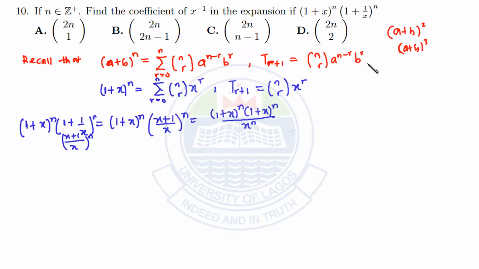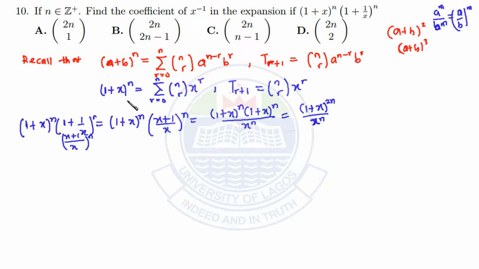This can actually separate, since from your law of indices, if you have a over b raised to power m, you can write this as a raised to power m over b raised to power m. So I hope that is clear. So now from here, we have (1 plus x) raised to power 2n from your law of indices, since they have common base, I can add the powers, all divided by x raised to power n.